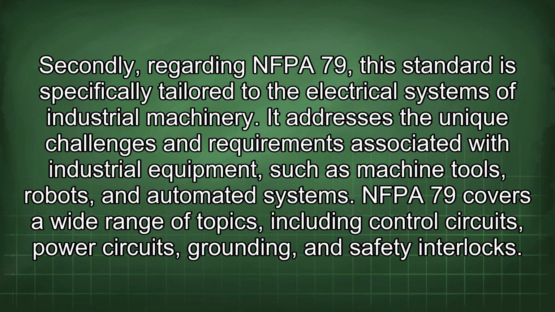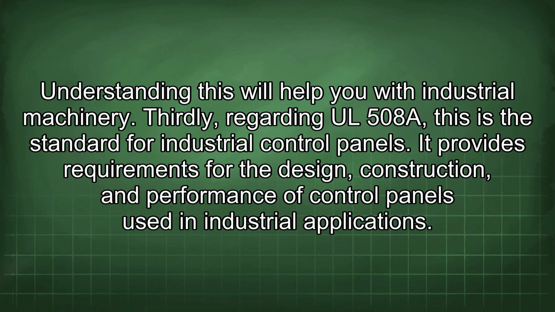Secondly, regarding NFPA 79, this standard is specifically tailored to the electrical systems of industrial machinery. It addresses the unique challenges and requirements associated with industrial equipment such as machine tools, robots, and automated systems. NFPA 79 covers a wide range of topics, including control circuits, power circuits, grounding, and safety interlocks. Understanding this will help you with industrial machinery.